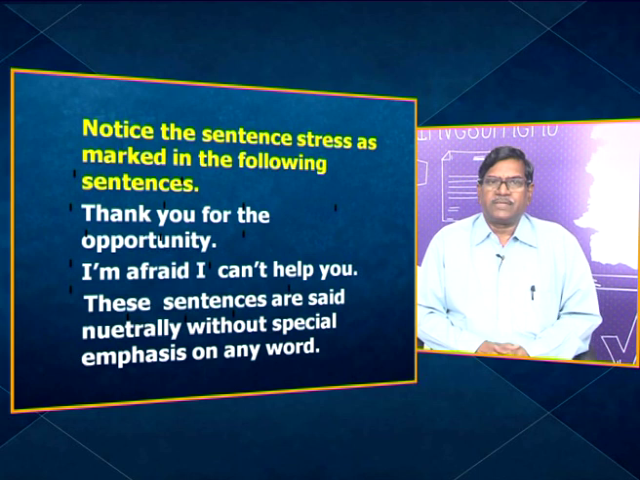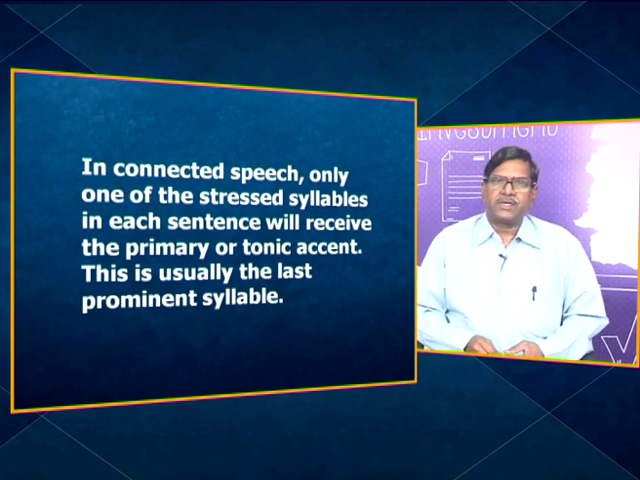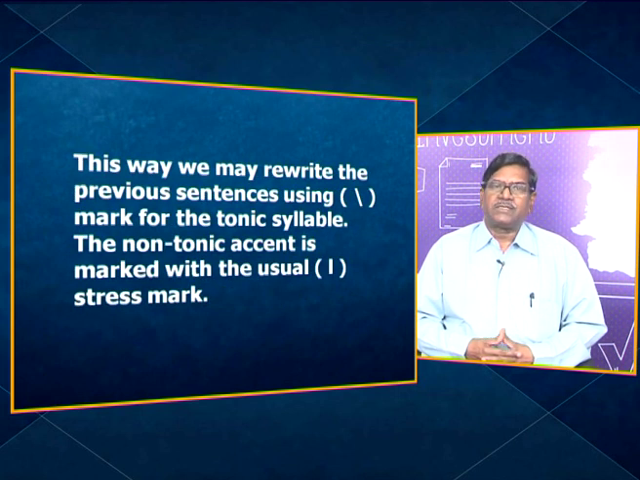These sentences are said neutrally, without special emphasis on any particular word. But in connected speech, only one of the stressed syllables in each sentence will receive the primary or tonic accent. Even among the two, three or four accented words in a sentence, one stressed syllable receives the primary accent. It is normally the last prominent syllable.